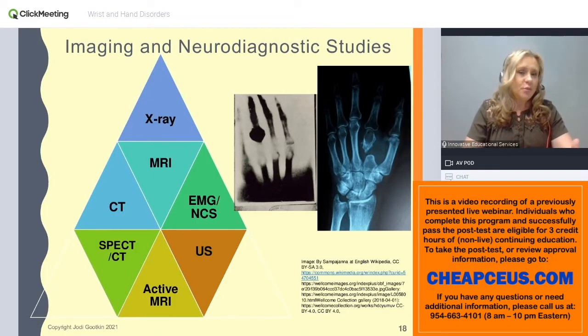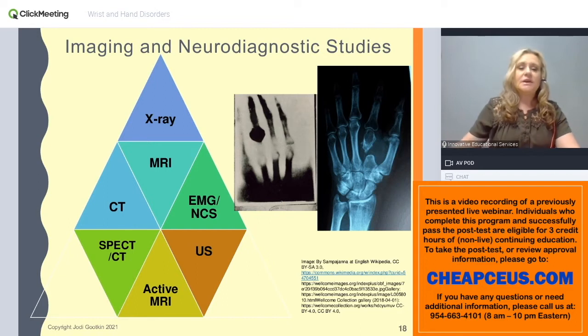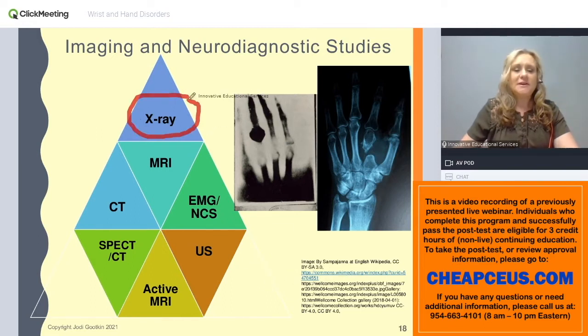Imaging techniques are important when a patient presents with a pathology, for the physician to gain information on what structures are involved and confirm the diagnosis. There are several different imaging tools that can be utilized. First, most basic one is the X-ray.